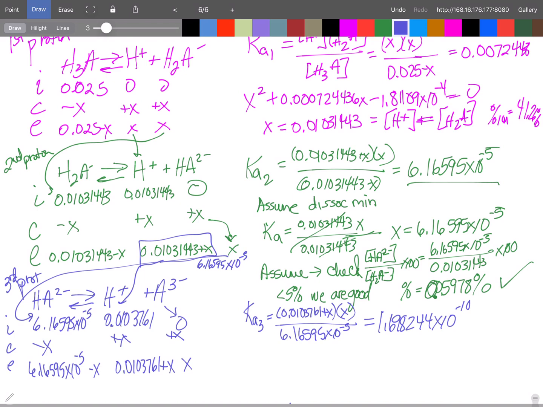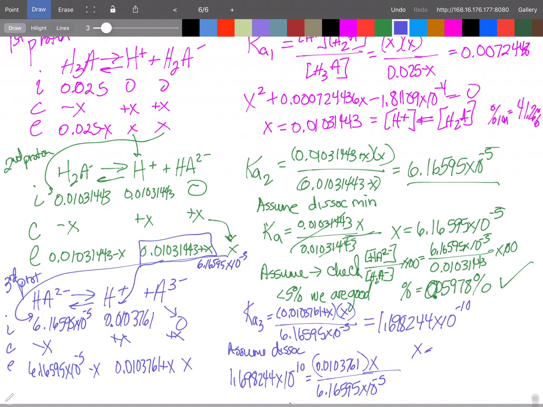Okay, so if the assumption worked before and we've just added more, our equilibrium value is less. So first off, we don't want to dissociate. You've dumped a lot of common ion in there, so it's going to stop it. So we're going to assume, again, that dissociation is minimal. It was so small before, and it's going to be less. So we're going to get 1.698244 times 10 to the minus 10th is going to be equal to 0.0103761 x divided by 6.16595 times 10 to the minus fifth. And I forgot my x up here. So your x is going to come out to be equal to a whopping 1.0091748 times 10 to the minus 12th.